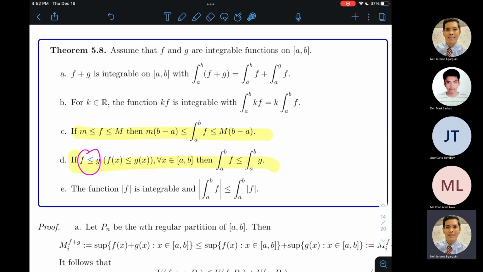And then finally, if f is integrable, then the absolute value of f, which is defined to be the function that assigns to x the absolute value of f of x for all x in the interval a, b, is also Riemann integrable. And in fact, the absolute value of the Riemann integral of f is less than or equal to the Riemann integral of the absolute value of f. Actually, section E of the theorem is very useful in measure theory. So madalas ginagamit ito to prove integrability of some functions. Okay? And you can think of it as some sort of a generalization of the triangle inequality.